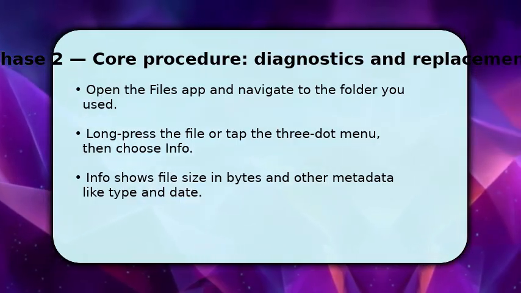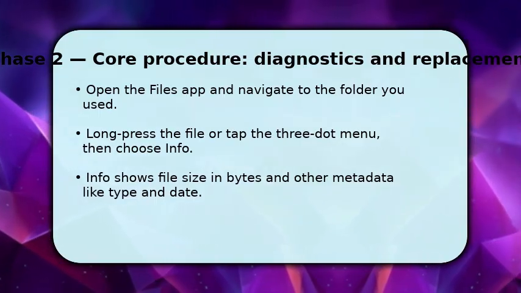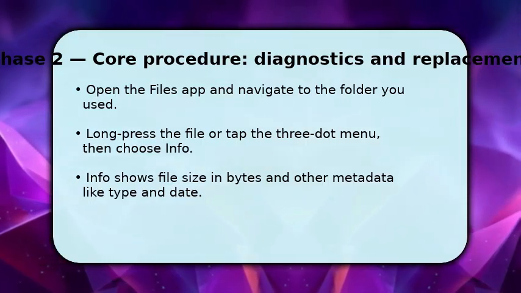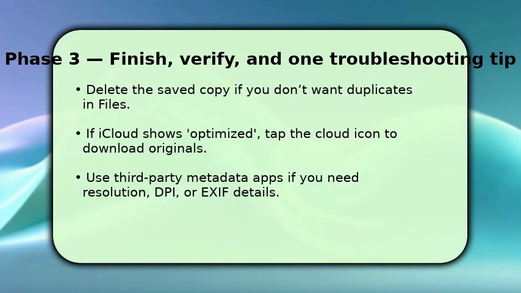If you saved multiple photos, you can select them and check combined sizes by compressing them into a zip. Files will show the archive size. To finish, remove the duplicate from Files if you prefer not to keep an extra copy.